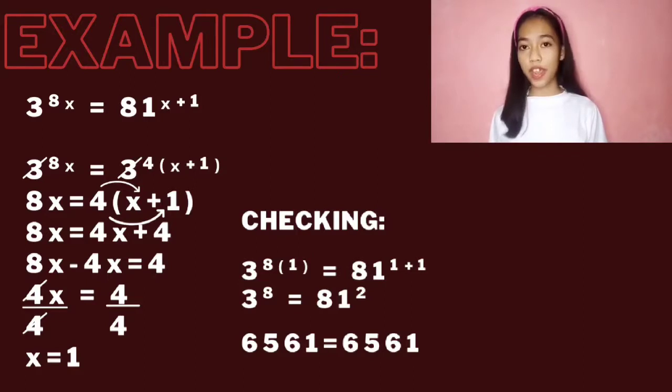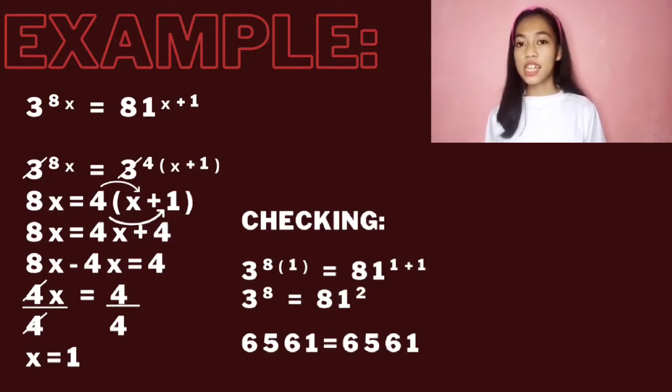Here's example number 1 for exponential equation: 3 raised to 8x equals 81 raised to x plus 1. These two should have the same base. So first we need to find the exponential form of 81. The exponential form of 81 is 3 raised to 4. So we need to rewrite it, and it will become 3 raised to 8x equals 3 raised to 4 multiplied by x plus 1.